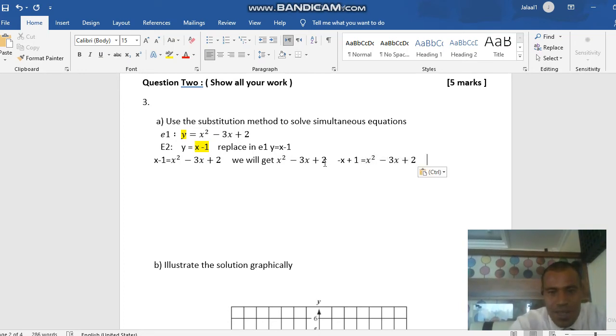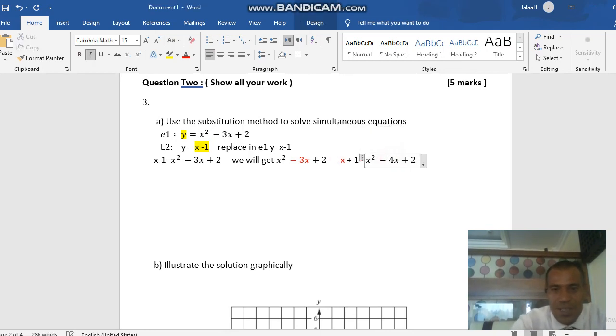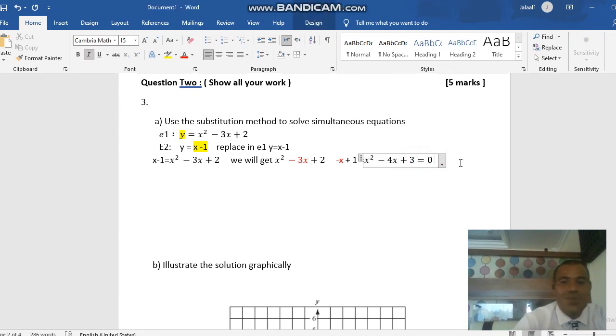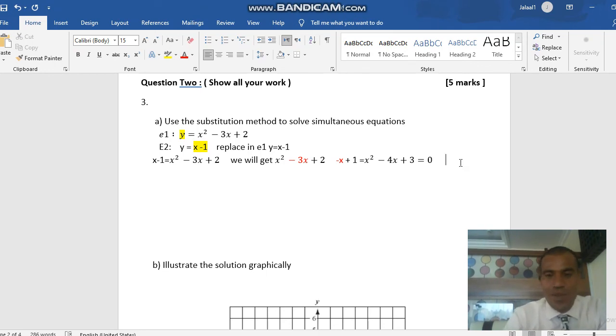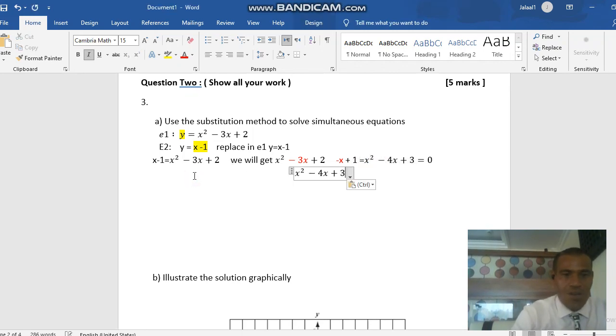Now I will write x squared as it is, then minus 3x. This is like terms, and minus x is like terms, so I will add them. It will be negative 4x, then 1 plus 2 is 3, equal to 0. Now we are invited to solve this quadratic equation by factorization. You can also use the method of completing the square or the quadratic formula.